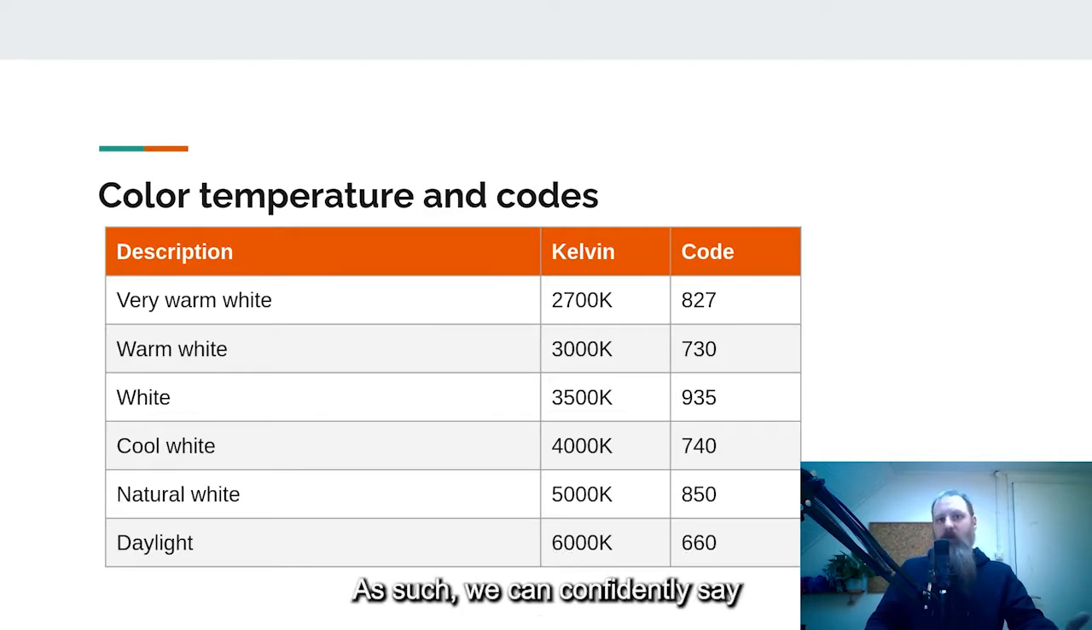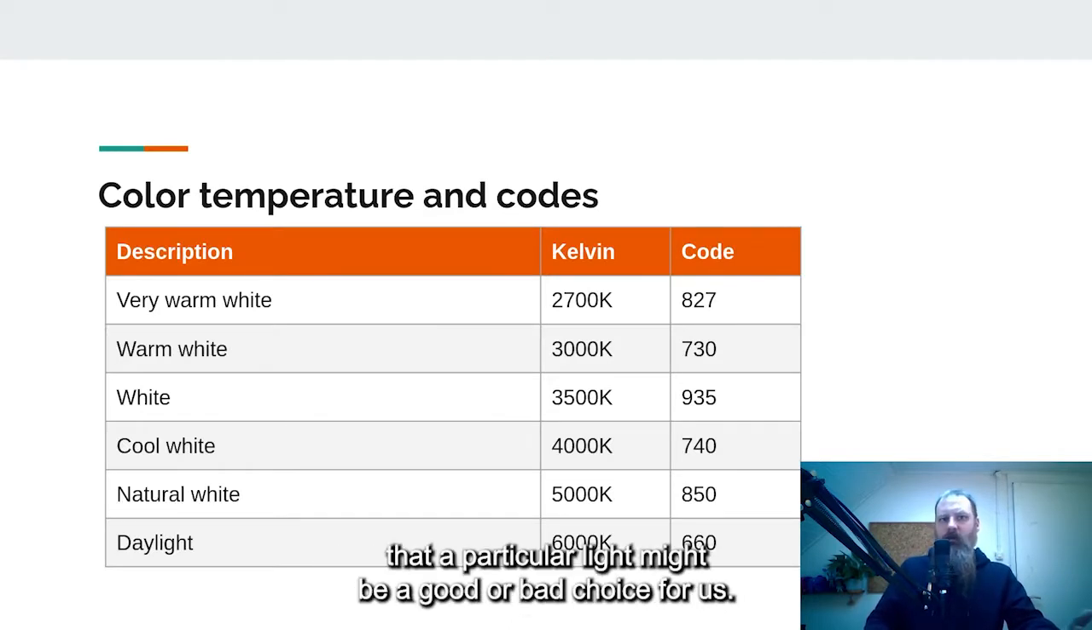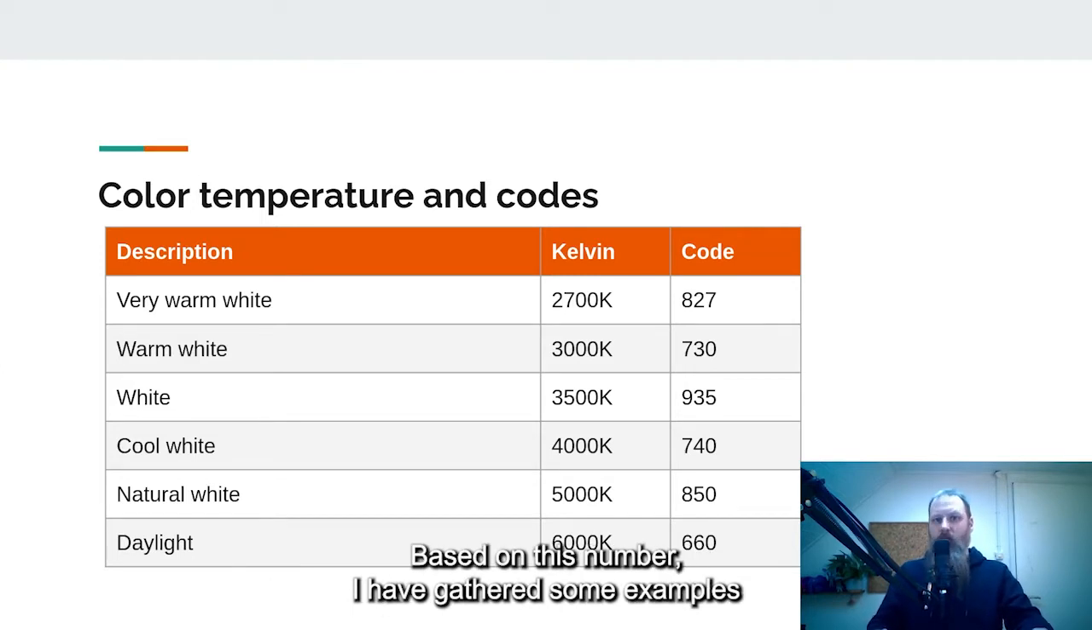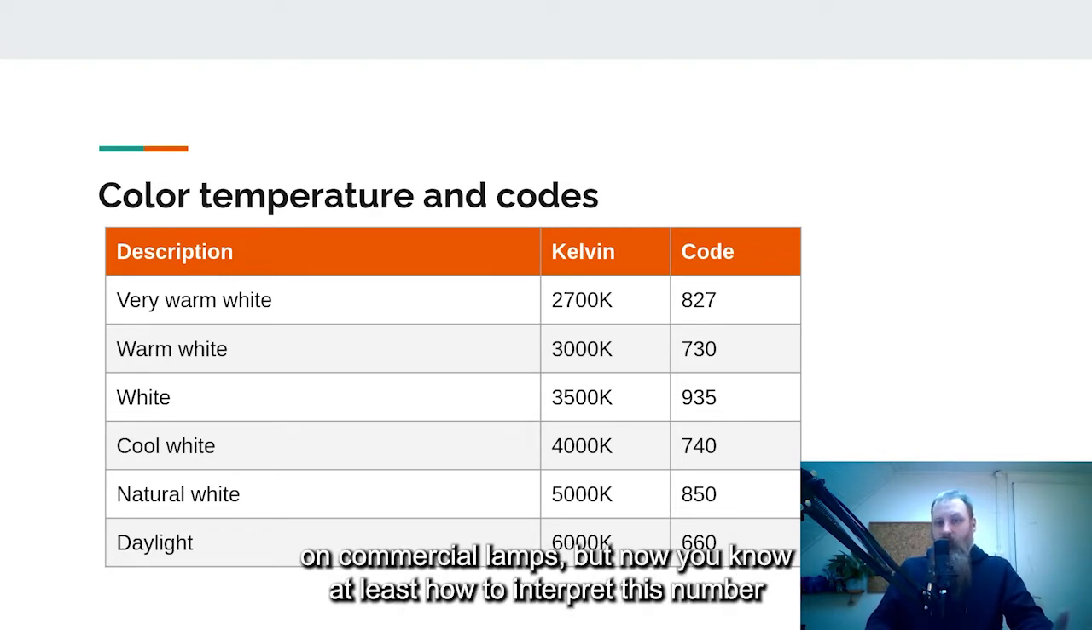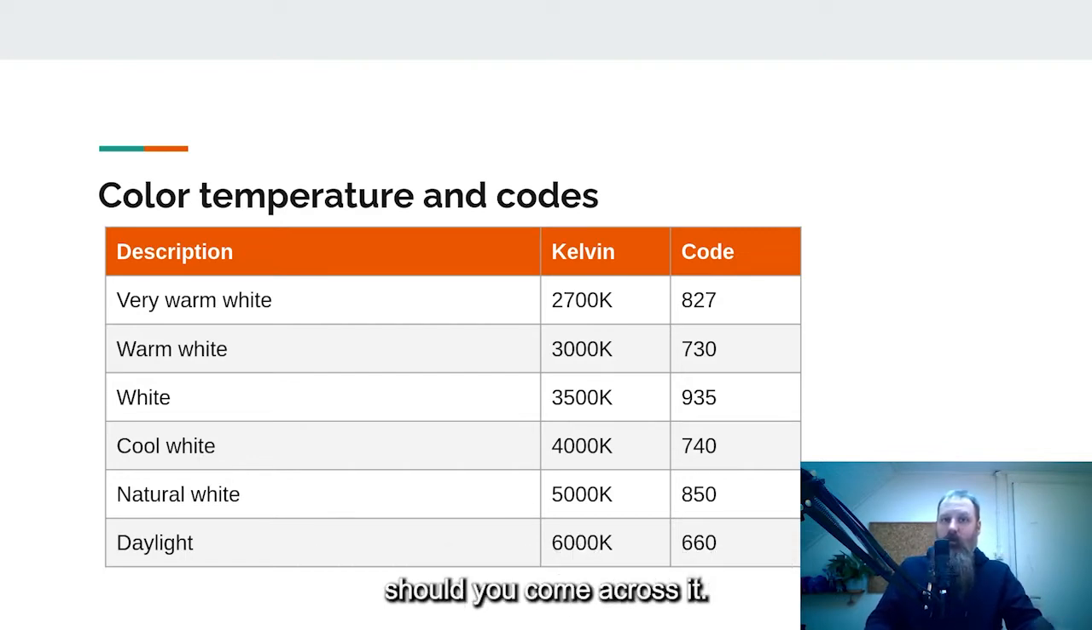As such, we can confidently say that a particular light might be a good or bad choice for us based on this number. I have gathered some examples on this table, but that being said, I almost never see a CRI indication on commercial lamps. But now you know at least how to interpret this number should you come across it.